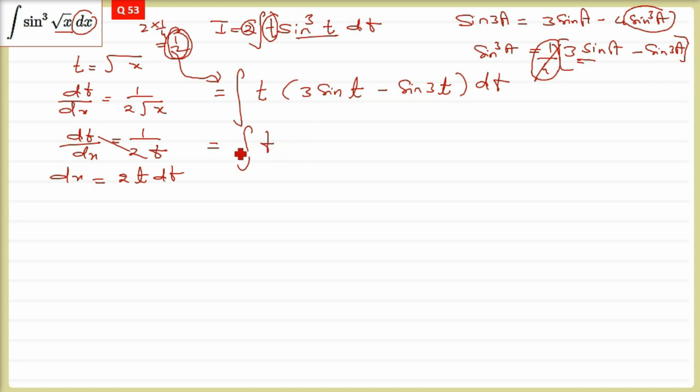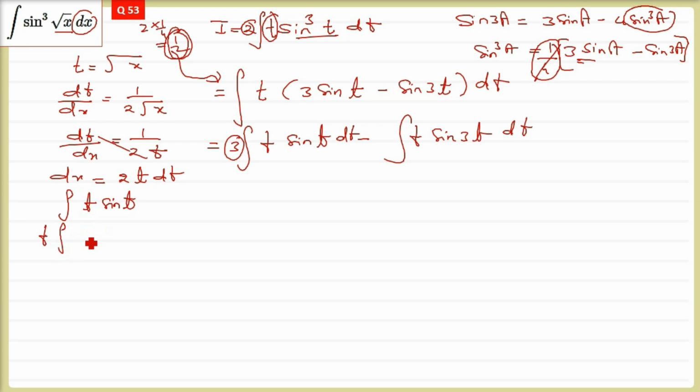3 is already there with this first term. So 3t sine t, 3 I am taking outside, so it will be t sine t. And the second term will be t sine 3t. Integration of this with respect to dt. So we have to deal with these two different integrations here. T sine t you already know. Same way we will deal with t sine t. So integration of t sine t I am doing.